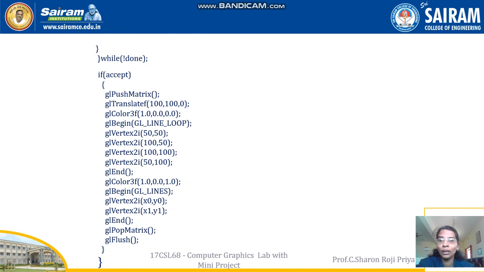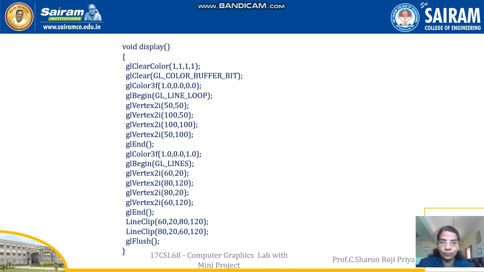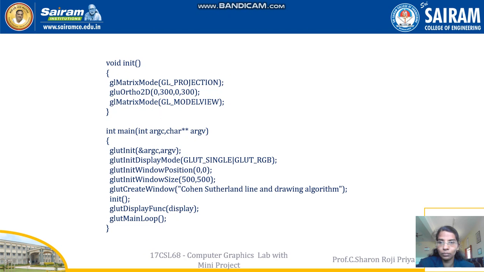So I'll start with my main program. Initialize your glut, and your display mode is single buffer, and color system is RGB. Window position 0, 0. I'll make the output window size 500, 500, and create your window. Init, call your init function. In the init function, since it is 2D, my viewing function will be gluOrtho2D, and this is my xmin, xmax, ymin, ymax value.